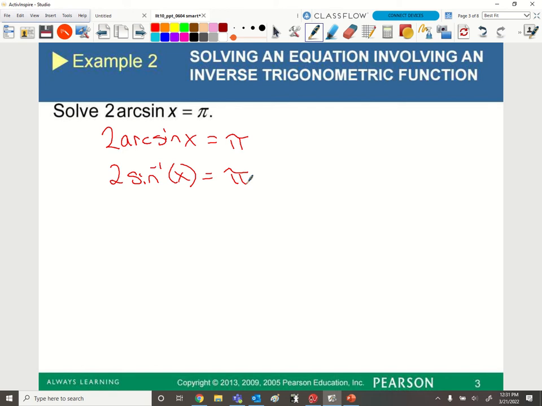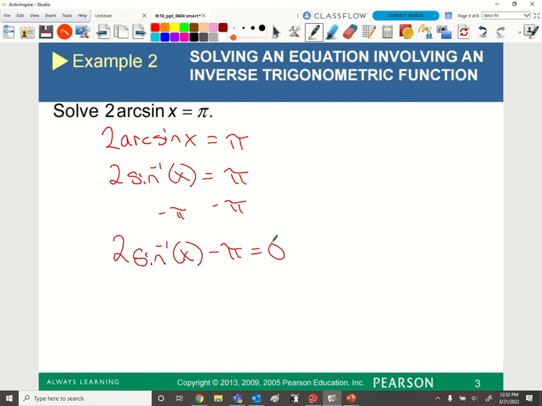And whenever I do one of these, I need to make sure that it's equal to 0. That's going to help me out here. So it's got to be equal to 0. So from here, I'm going to subtract pi to both sides. So 2 inverse sine x minus pi equals 0.